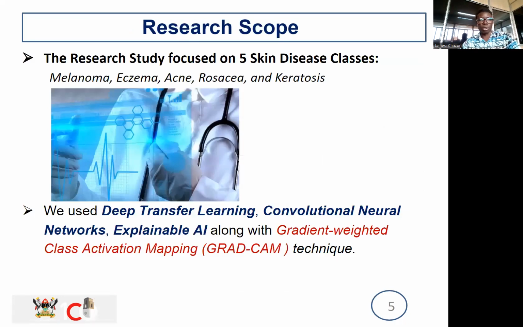The research scope. So this study focuses on 5 skin disease classes, that is melanoma, eczema, acne, rosacea, and keratosis. We used deep transfer learning, convolutional neural networks, explainable AI, along with the gradient-weighted class activation mapping, that is the GradCAM technique.